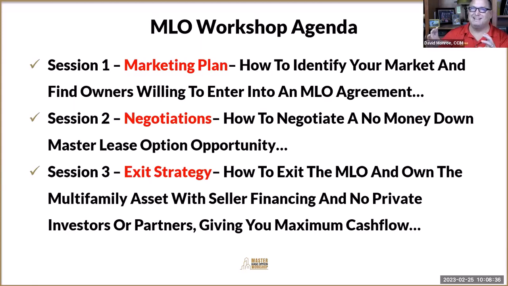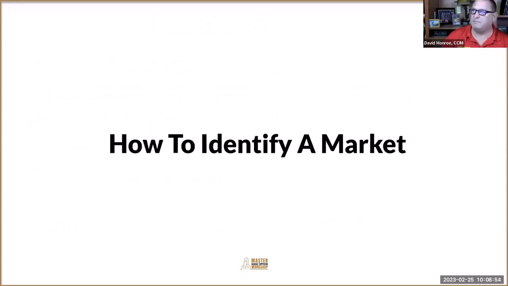This is different material than the strategic partnering workshop, and where they complement each other, you can go to the strategic partnering workshop to get that information. So that's the agenda. So let's talk about how to identify a market. Now, a lot of you have seen some of this, but we're going to twist it where we're not looking for a good market. We're looking for a declining market.